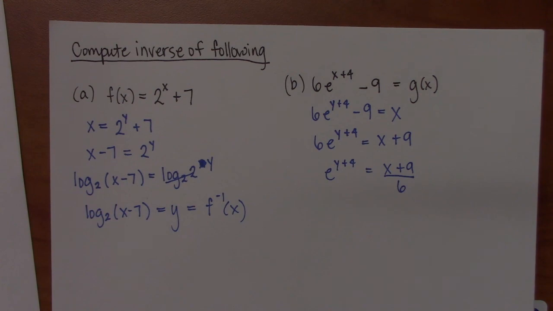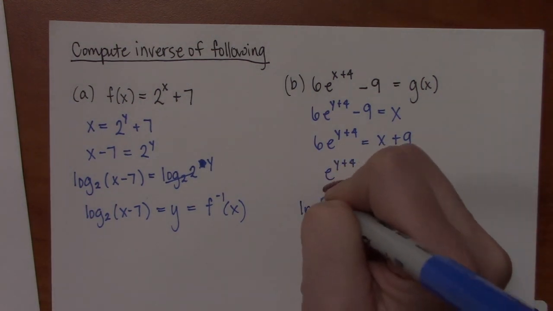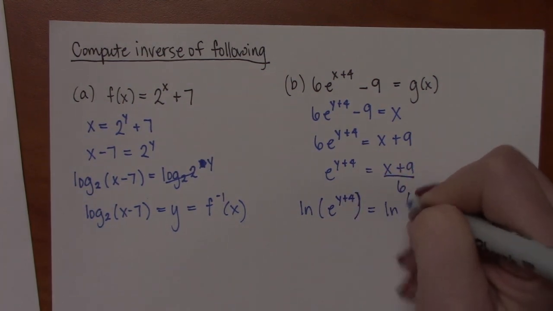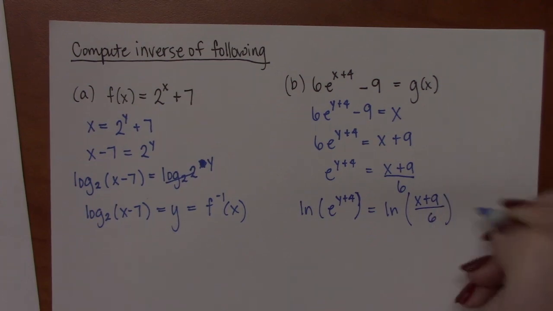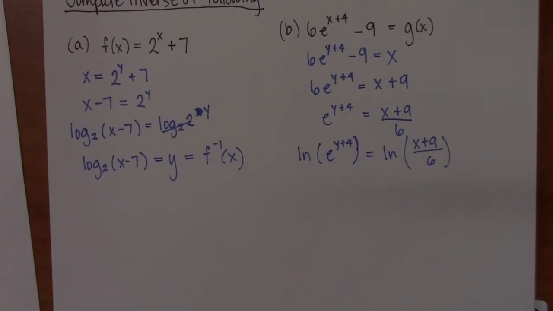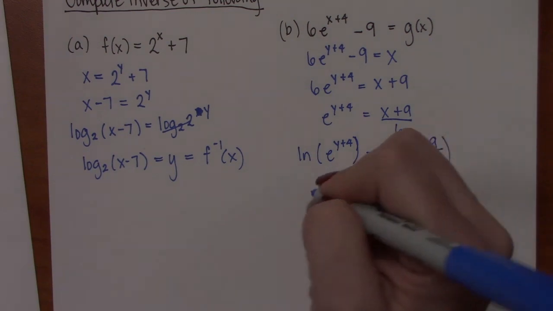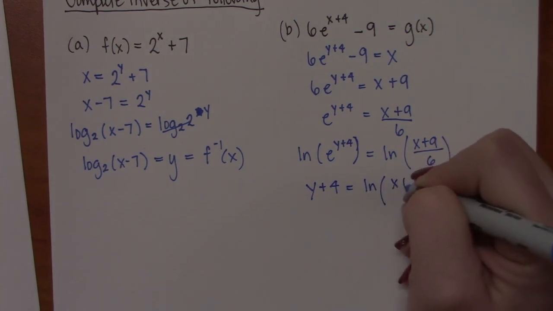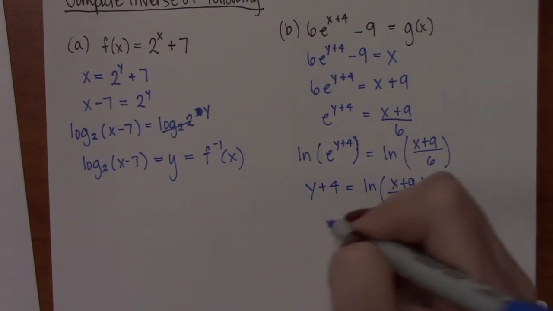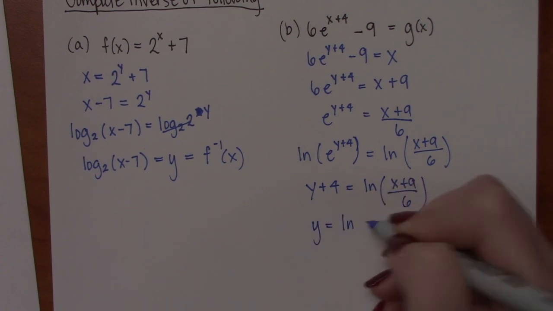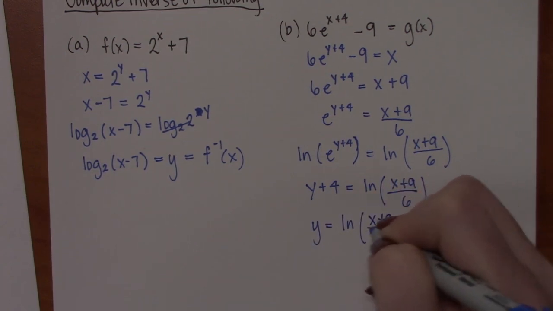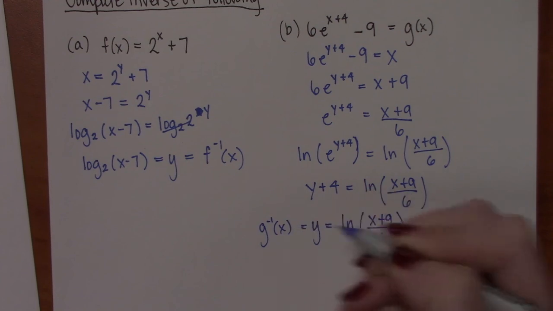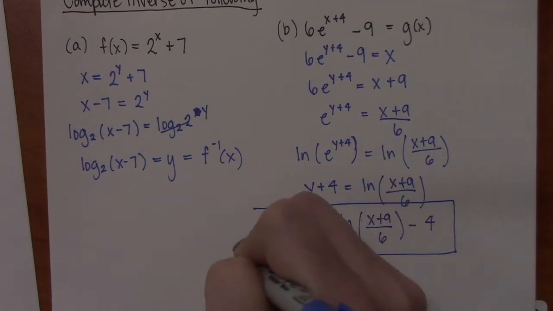And now I can take the natural log of both sides. So the natural log of e to the y plus 4 will equal the natural log of x plus 9 over 6. So on the left side, the natural log wipes out the e, and I just have y plus 4. And then to solve for y, we'll simply subtract 4 from both sides. So this 4 is on the outside, and this is our inverse function.